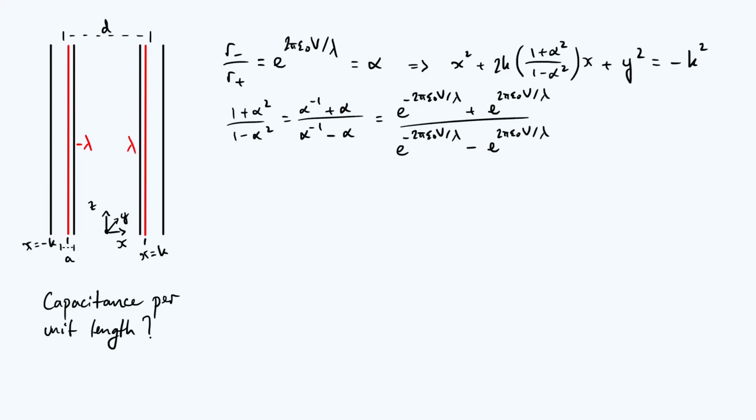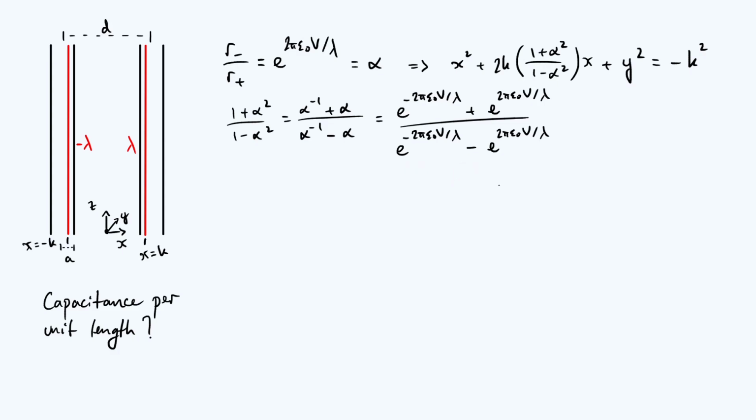Now you may recognize the numerator of that fraction as 2 times the hyperbolic cosine of 2 pi epsilon naught v over lambda, and the denominator is almost 2 times the hyperbolic sine of the same argument, but the terms are the wrong way around, right? If we wanted that to be 2 times hyperbolic sine, then we would have to flip those two terms around. So the denominator is really minus 2 times the hyperbolic sine of 2 pi epsilon naught v over lambda.